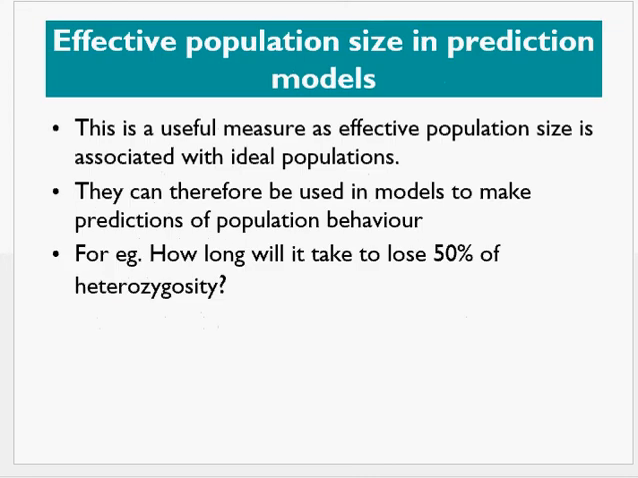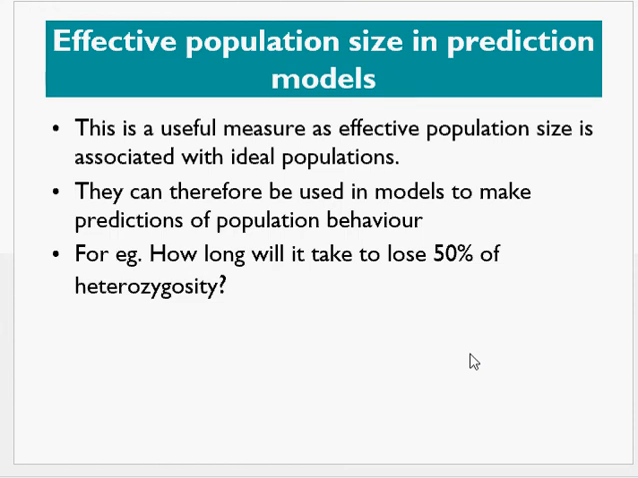So we can determine, in prediction models. All right, so because the effective population size is very important, because it will dictate or will allow us to see how genetic diversity is conserved within that population.